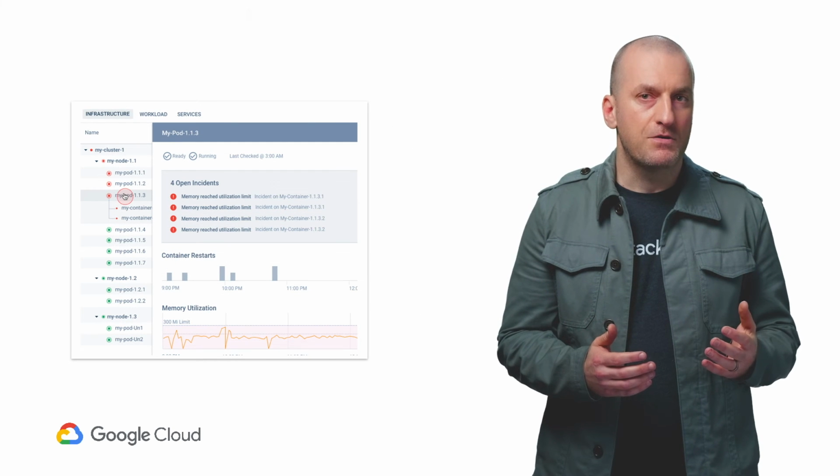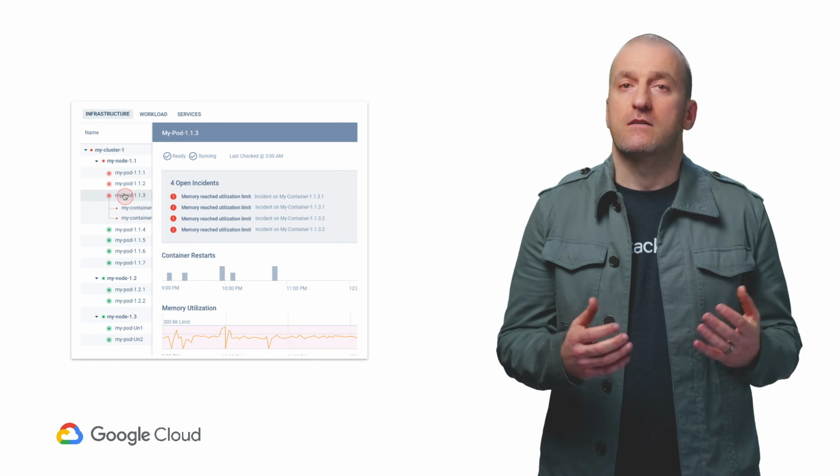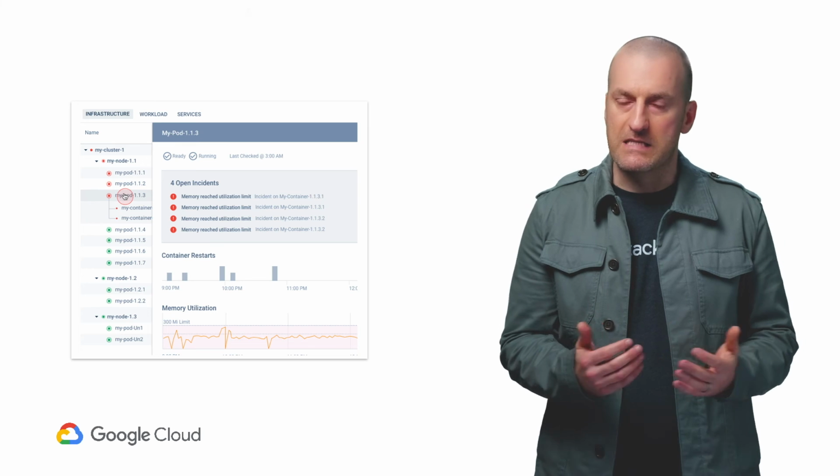Note that every view allows you to click on any of the elements to get more details about them. You can see things like open incidents affecting that particular component, other events such as container restarts, and performance and utilization metrics. Even logs are integrated into this view for easy access.